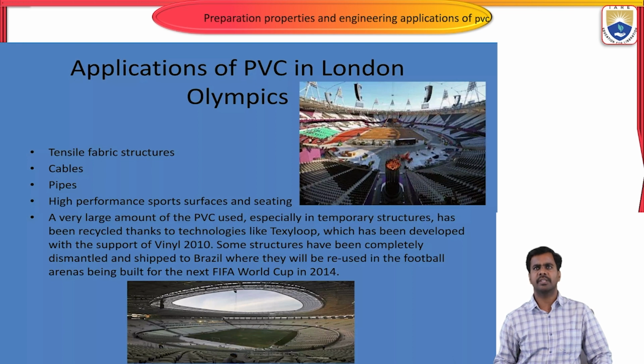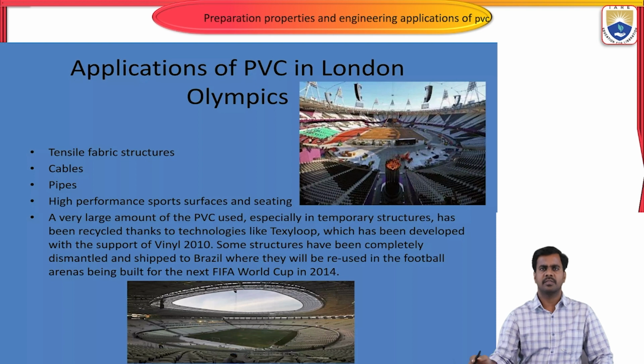So applications of PVC in the London Olympics. These are tensile fabric structures, cables and pipes, high performance sports surfaces and sheeting. A very large amount of PVC has been used, especially in temporary structures, and has been recycled.